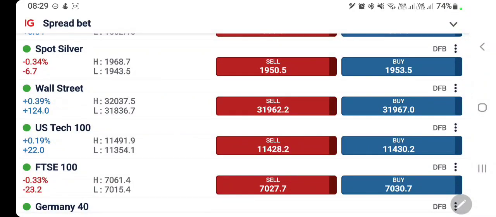US30 has achieved 30,200 levels, close to 30,200 levels, while US100 failed to sustain above 11,650. It dropped and erased all the gains for the US cash session. Now, what can be expected today? We will see with the help of charts and indicators.